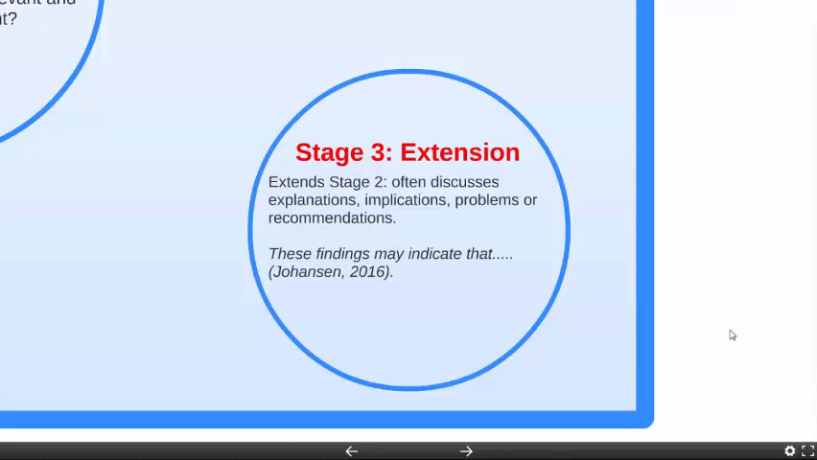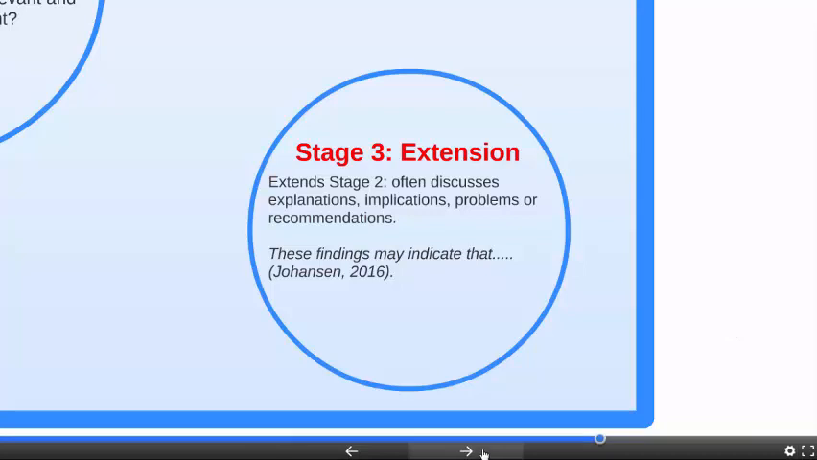So once you've done your highlighting statement, then you're going to move to stage 3, which is the extension. And this is really an extension of stage 2. So you're extending your highlighting. This discusses explanations, implications, problems, recommendations. They might not do all of those, but these are 4 really common things that writers do when they write a data commentary extension.